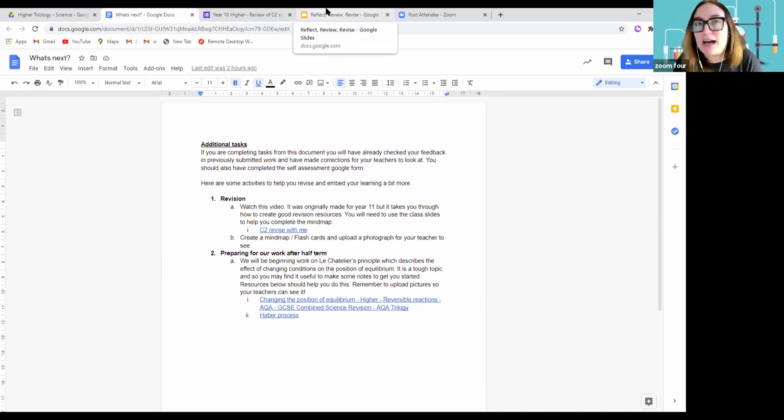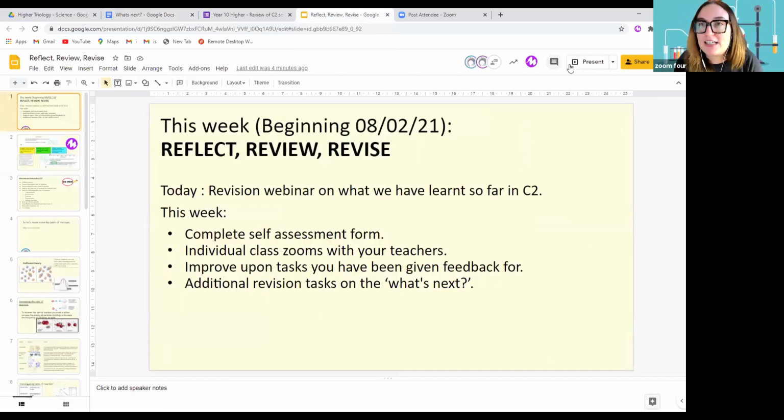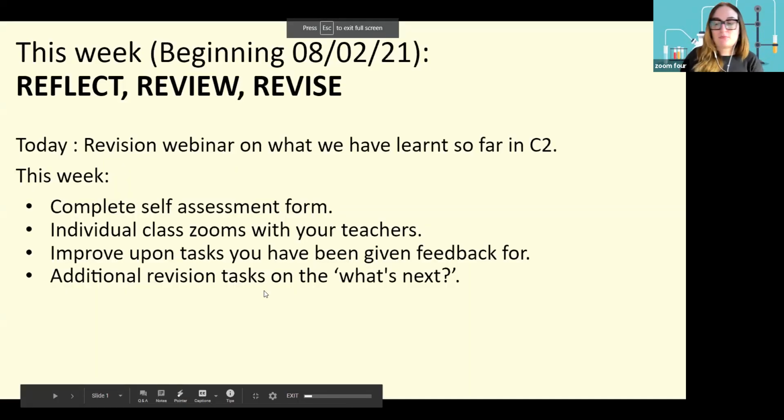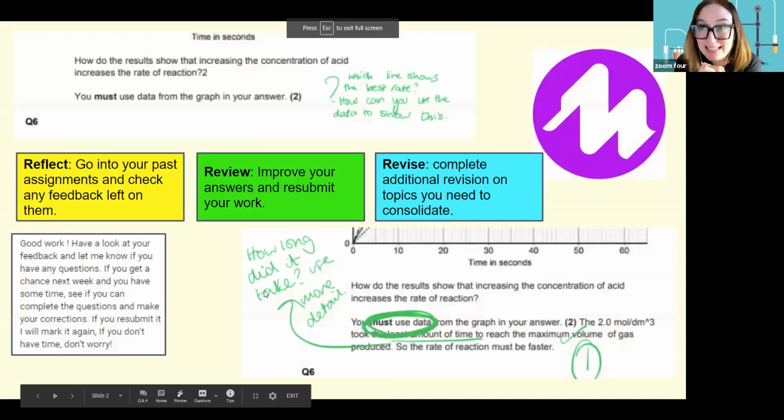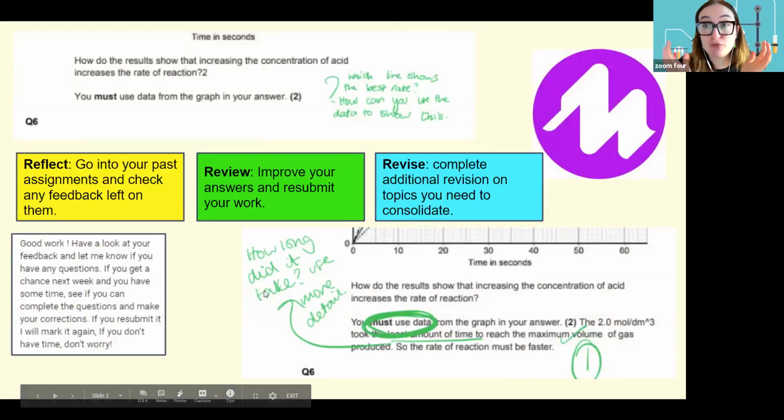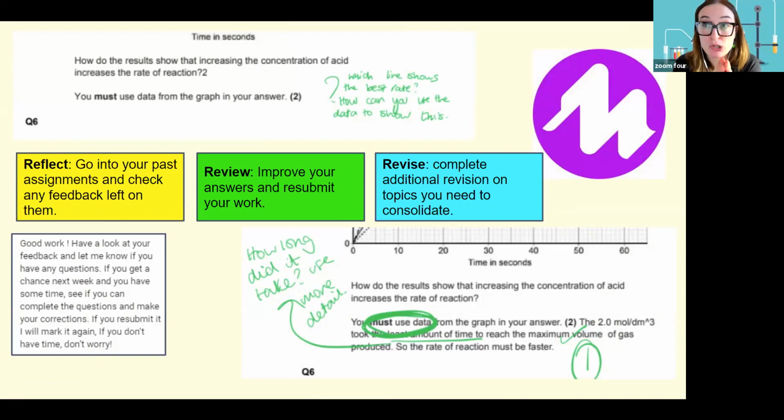Now, when we talk about reviewing, reflecting, and revising, we're talking mainly about looking at the work you've done in your classroom and responding to that. So on the board is some feedback that I've given, and I haven't included any of my classes' names or their actual work, but I've just shown you how I would give feedback, just so you can see what we're talking about. So the reflect process, you're going to go back into your past assignments on Google Classroom.